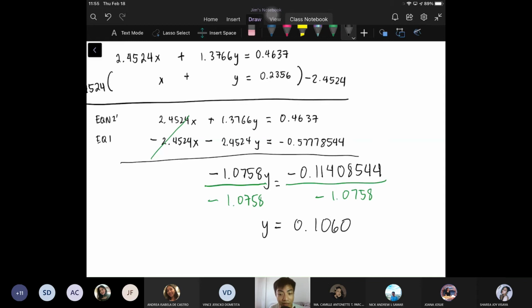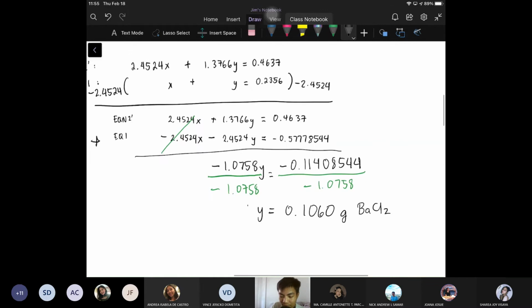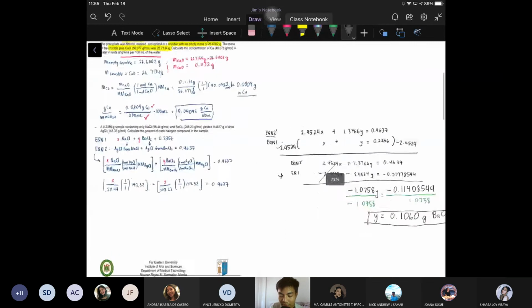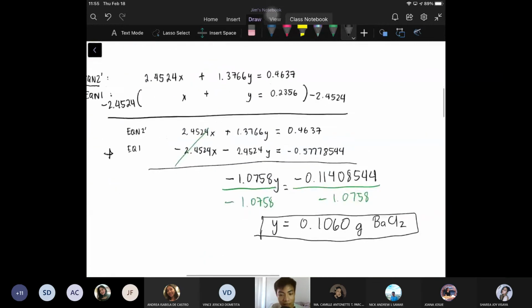Okay, ano yung y? Di ba ito yung mass ng barium chloride? So, nakuha na natin yung mass ng barium chloride, just using algebra. Okay. So, imagine from this equation, we were able to solve for the mass of barium chloride. Alamin mo lang yung value ng y. Yun na yun. Tapos na tayo dyan. How about the mass of sodium chloride?